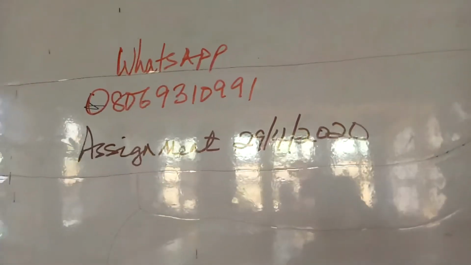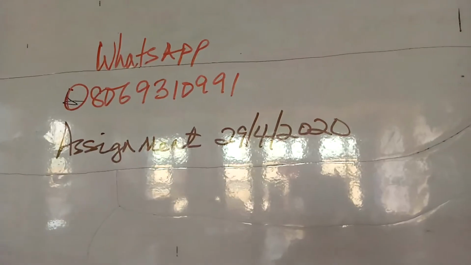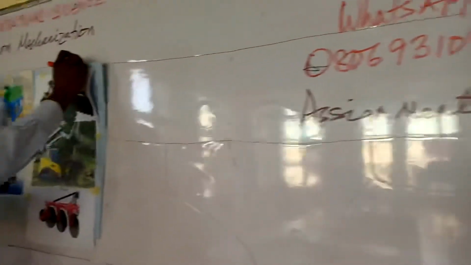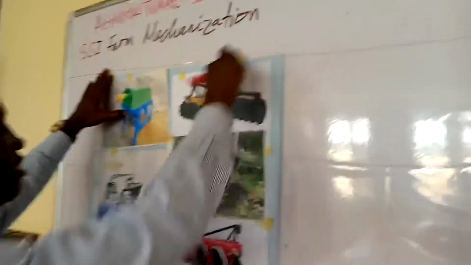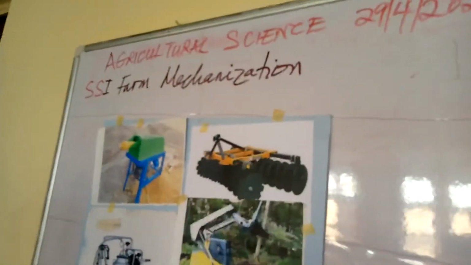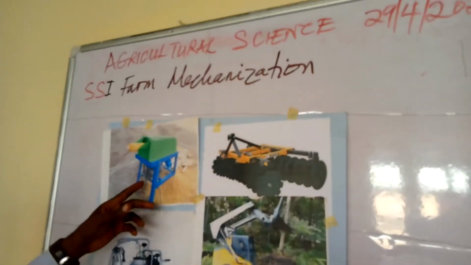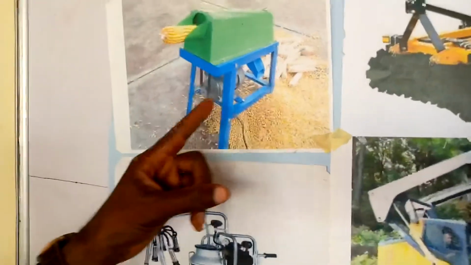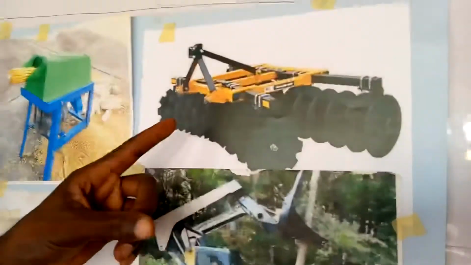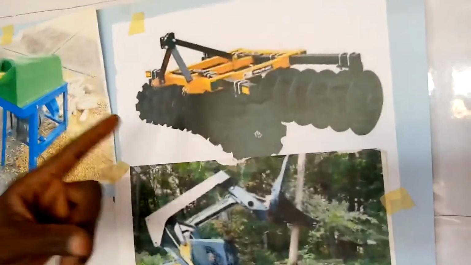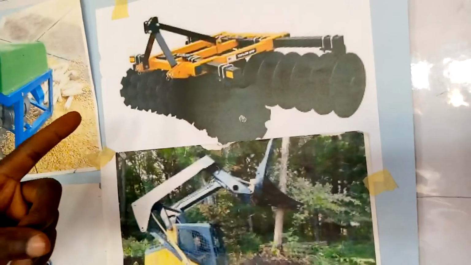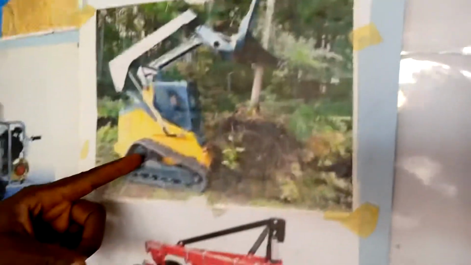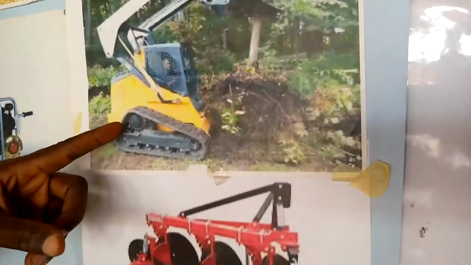All right, finally, when we're talking about farm mechanization, these are some of the things we are talking about. This is a sheller, a maize sheller. It's used for processing of maize. This is a disc harrow. It's a secondary tillage implement for land cultivation. This is a tree puller. It's used for removing of trees during land preparation.